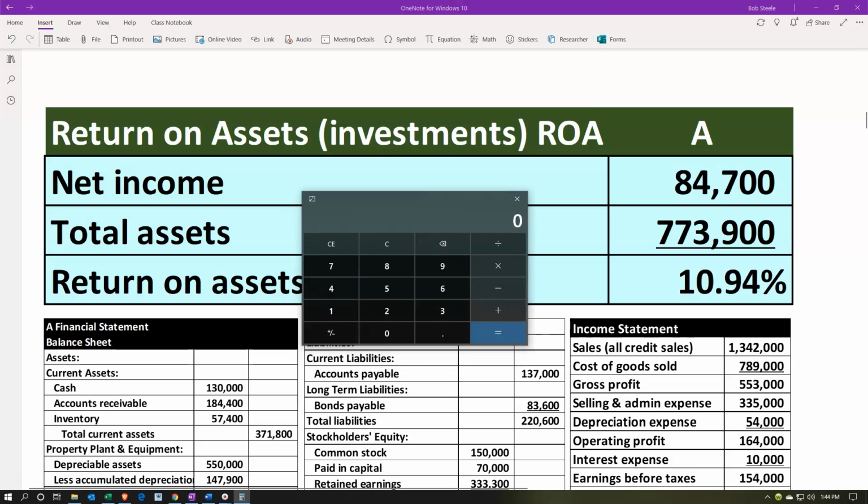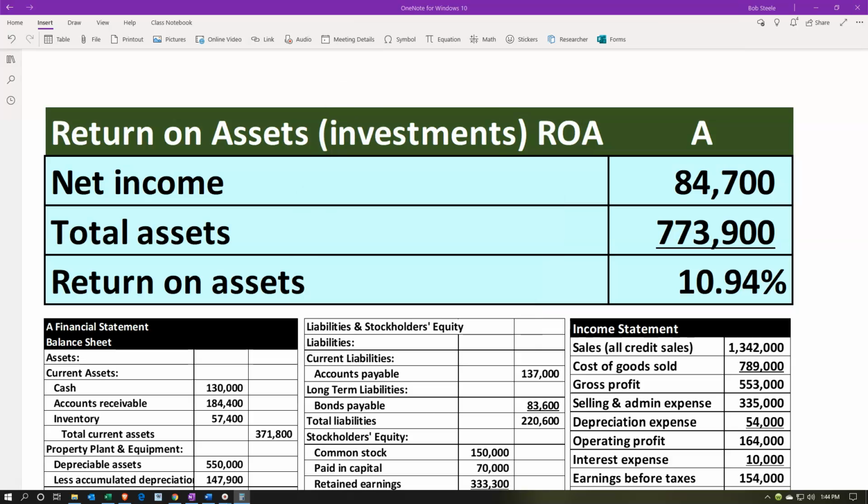Dividing that out, we're going to have the 84,700 divided by the 773,900. If we move the decimal 2 points over, that's going to be the 10.94% about. Once again, we would like to have this number be higher. The higher, the better. Why? Because obviously we want the net income, the return that we're having over time, to be high as compared to the assets. So you might say, don't I want the assets to go up too?